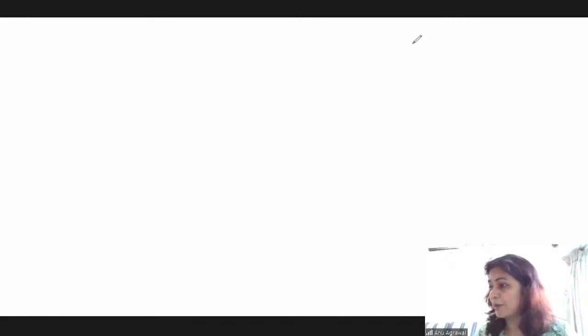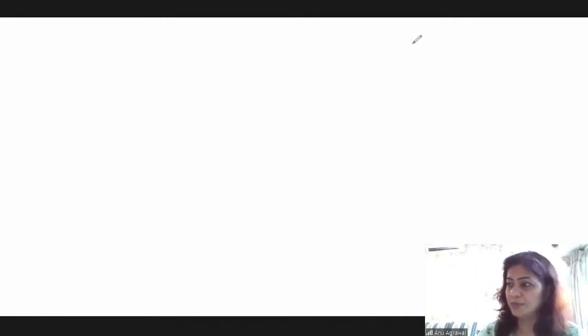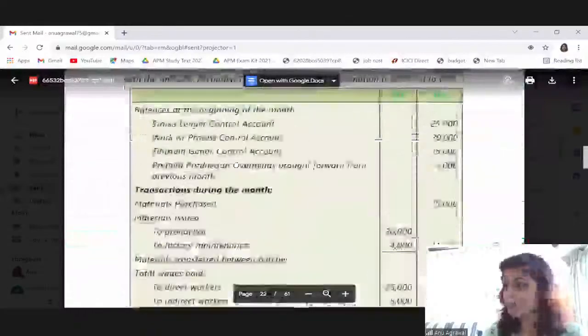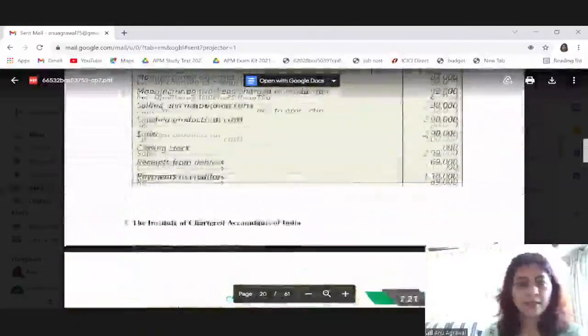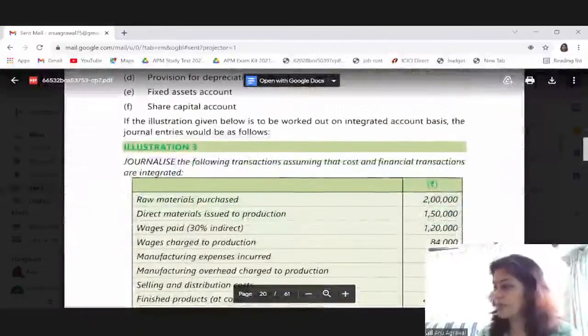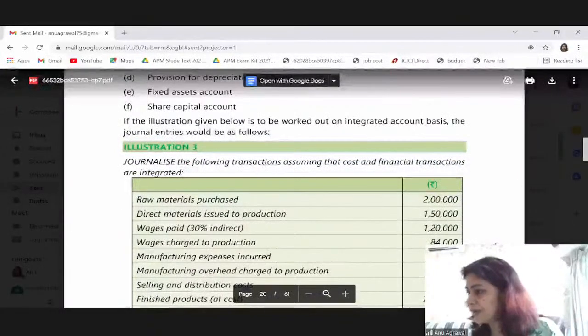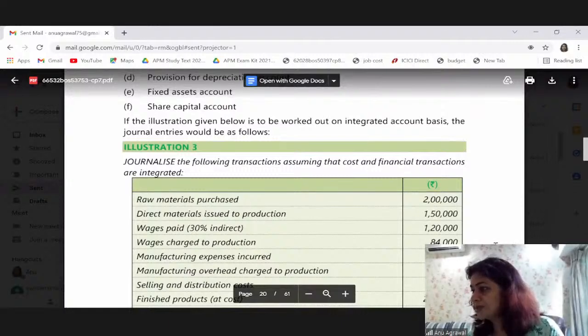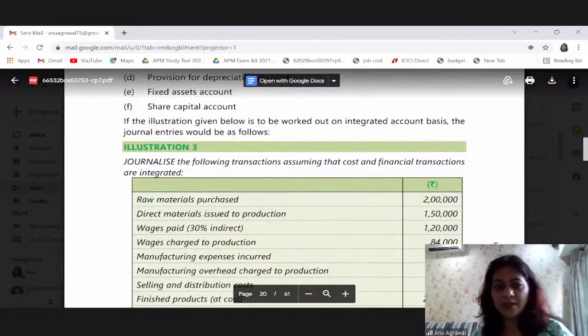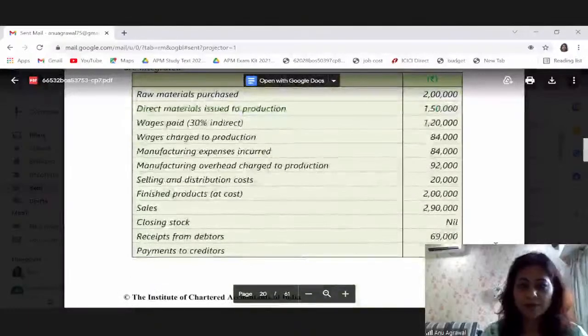Okay, Ria, you want me to tell you illustration 3. Just a second, guys. Let me take up some doubt of illustration 3, and then we move to illustration 5. Ria is asking me again and again. Okay, what is your doubt in illustration 3, Ria? Ma'am, in illustration 3, if closing stock is given, what will be the entry? It's nil. But what will be the entry? Where is the closing stock?